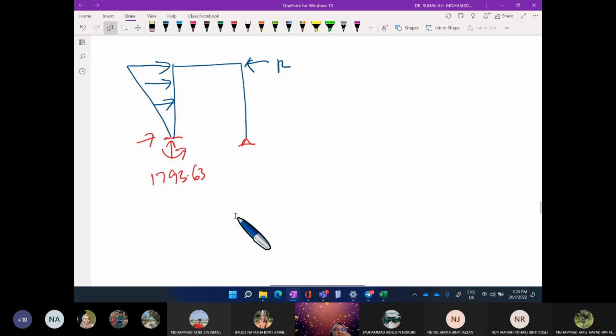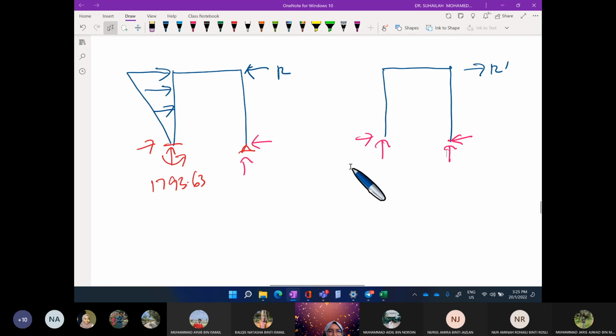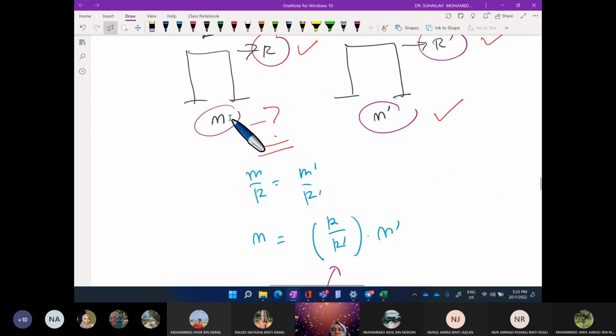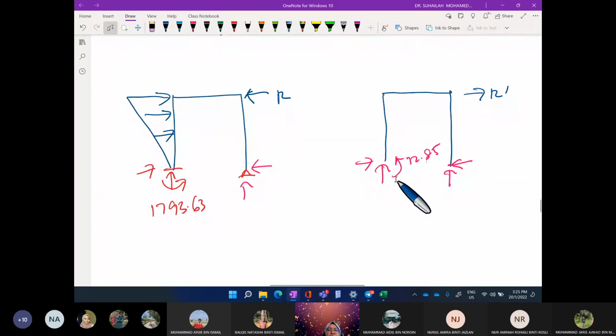Then we have the second frame, due to R prime, of course we have this as well. The moment that we get from the second table is negative 72.85.